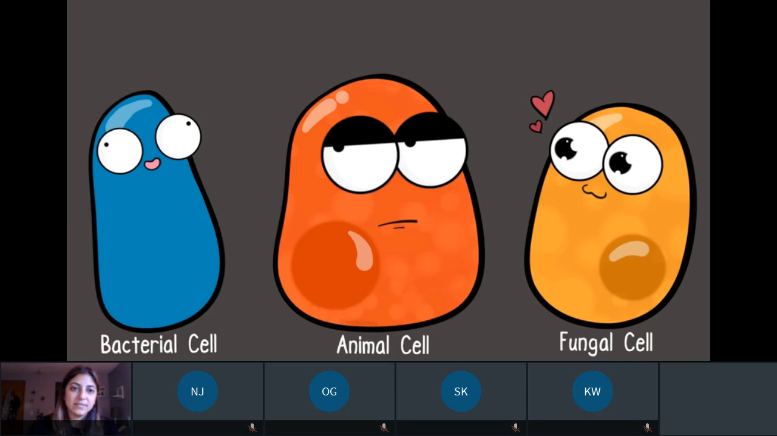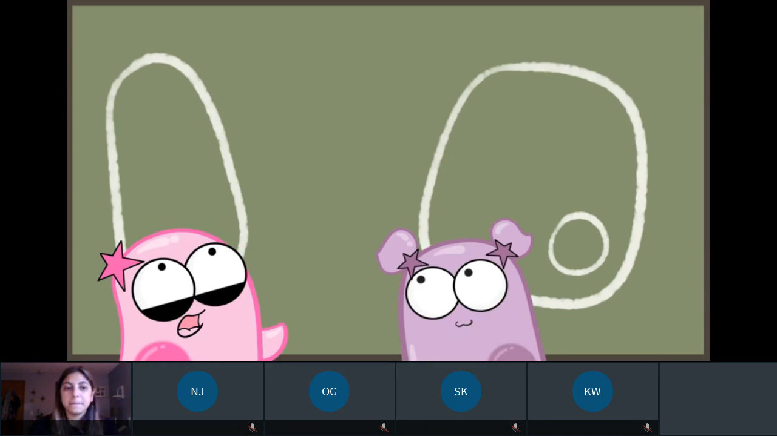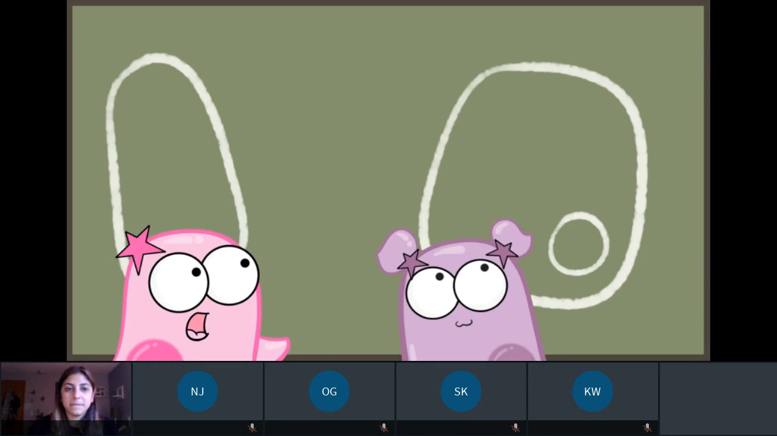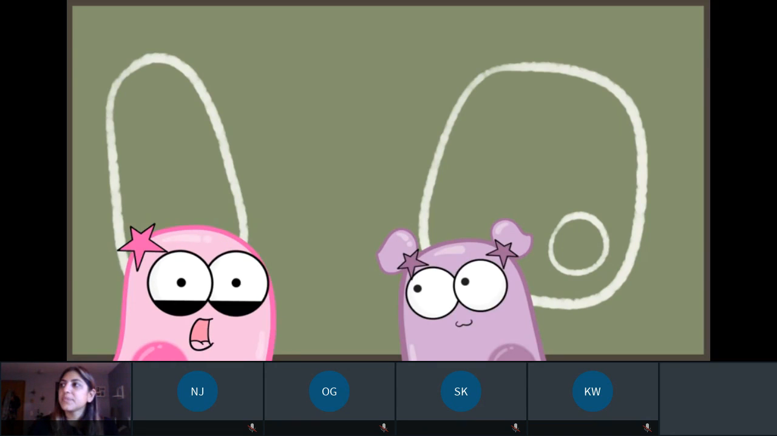In fact, fungal cells have more in common with your cells, which are animal cells, than they have in common with bacterial cells. And that has a lot to do with the comparison of prokaryotic cells with eukaryotic cells, which is what we will focus on.